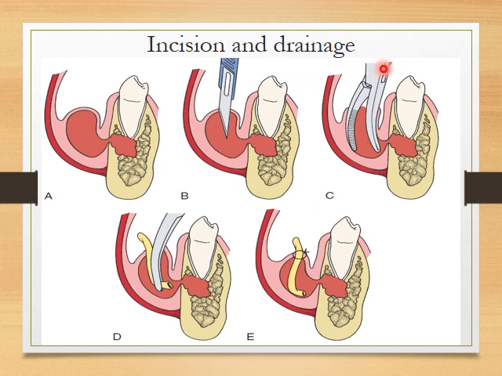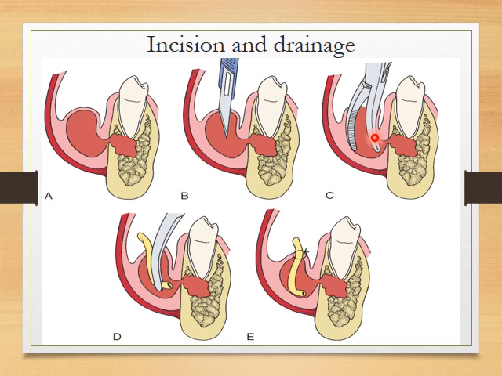Then I will insert a hemostat. First I will insert the hemostat closed and open it inside the cavity, and take the hemostat out while it's open. Never ever close the hemostat inside the tissue, because you may injure a nerve, injure an artery, or injure any soft tissue inside the cavity without realizing.